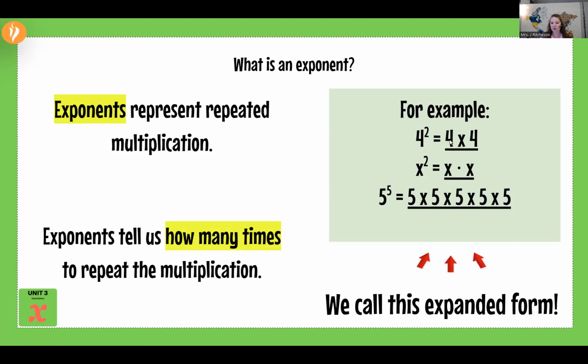So 4 times 4. Here we have the variable x. So x squared, or x raised to the power of 2, or x to the second power, means x times x. The third one, we have a base of 5 raised to the 5th power. So you would multiply 5 together 5 times.